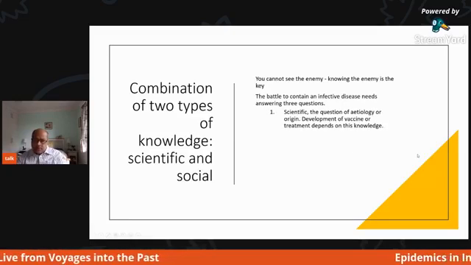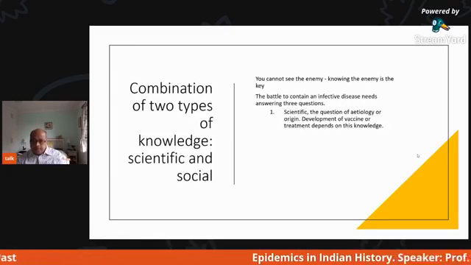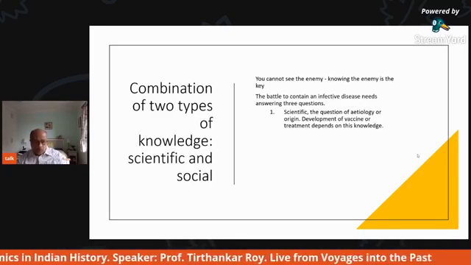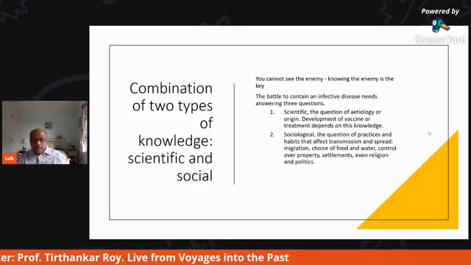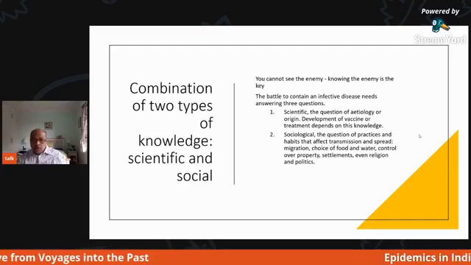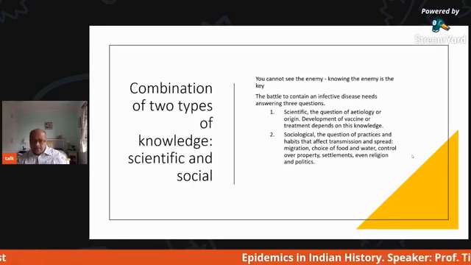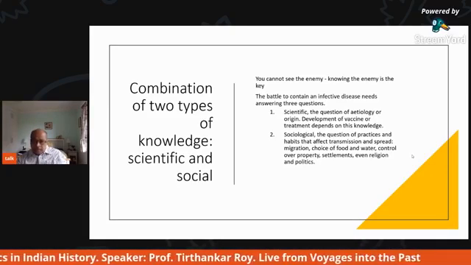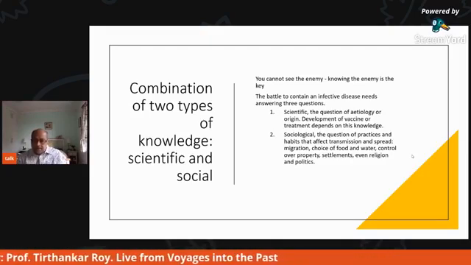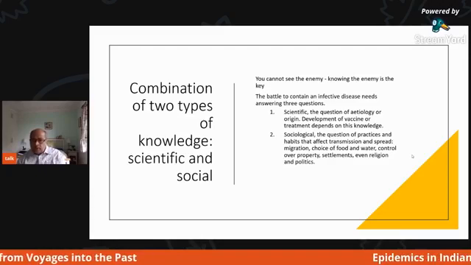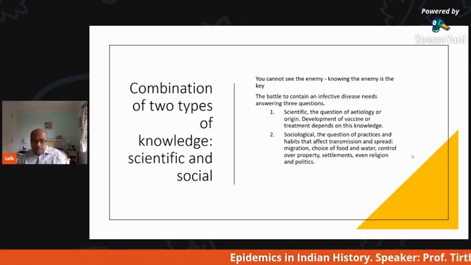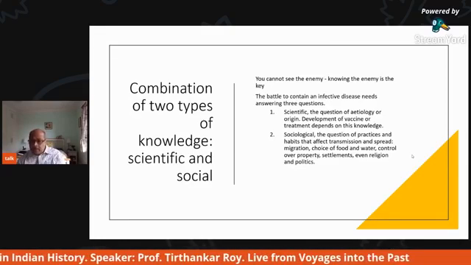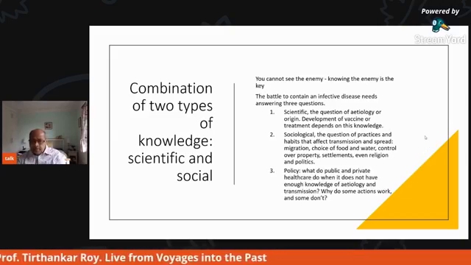What are these questions? The first question is the question of etiology or origin, and the development of a vaccine or treatment depends on knowing what is the agent, what is the origin of a disease. The second question is sociological, which is about transmission, the question of practices and habits which affect transmission and spread. A cluster of habits could include migration, diet, choice of food and water, where you get your water from, even control over property, settlement pattern, even religion and politics. And religion will come back in a moment later in this discussion.